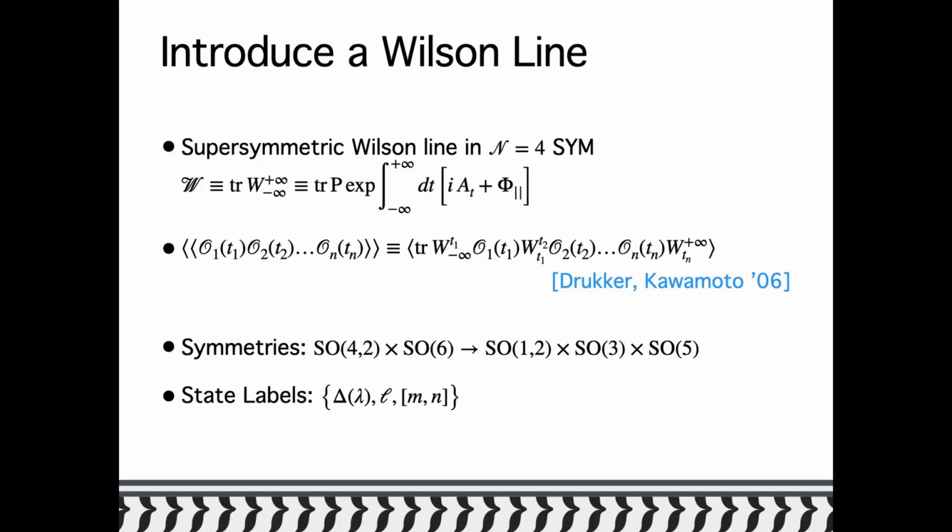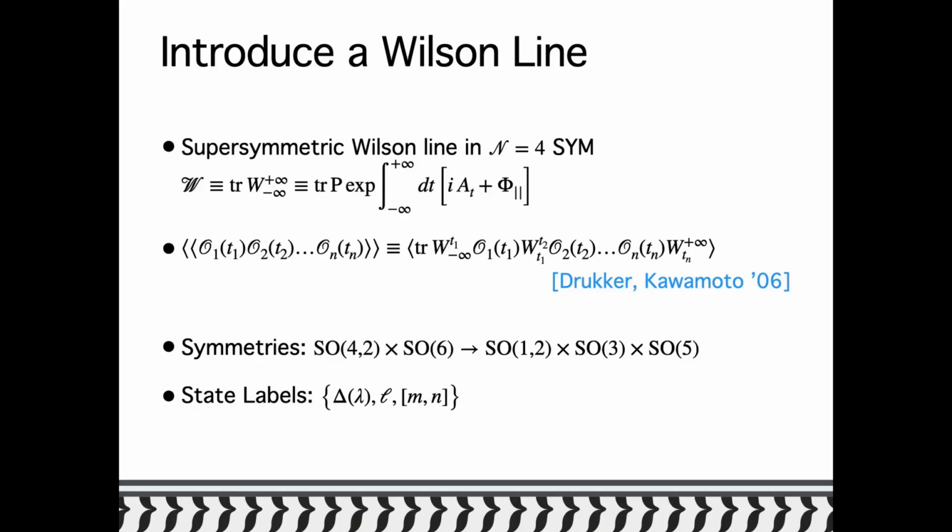So let's start with the symmetries of N=4 super Yang-Mills. We have the SO(4,2), which is the four-dimensional conformal group. The insertion of the line breaks the four-dimensional conformal symmetry into one-dimensional conformal symmetry SO(1,2) along the line, times SO(3) global rotations around the line. So SO(4,2) breaks into SO(1,2) times SO(3).